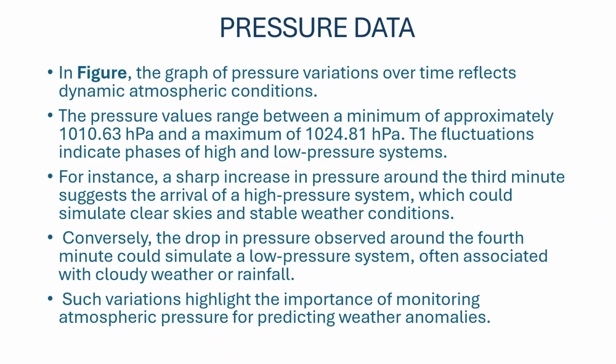The drop in the pressure can also be seen around the fourth minute from the graph, which shows cloudy weather. High pressure shows stable weather and low pressure shows cloudy weather or a rainfall type environment. Thus, there is an urgent need for monitoring environmental variables to reduce the adverse impacts of weather anomalies. I hope you got it.